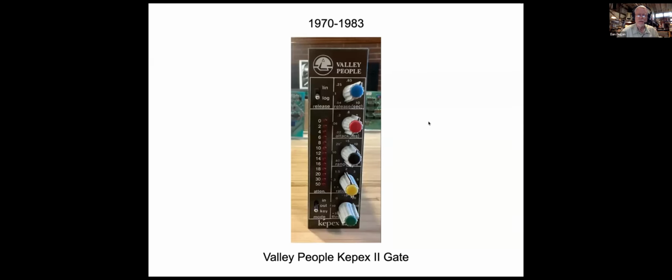Now, at this time, around 1968, there was a studio gate which was very popular. It was the Valley People Keepex. And the Keepex gate was unique in that instead of switching the channel off and on, it had an expander below the threshold down to a certain depth. And you can see here actually how this knob is set to 2, which is a magic number for what I did with it.